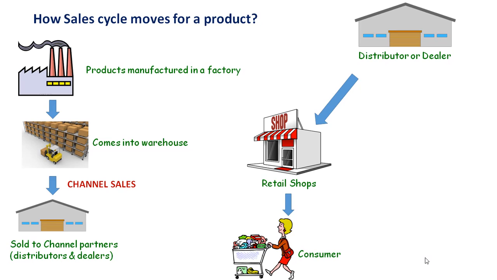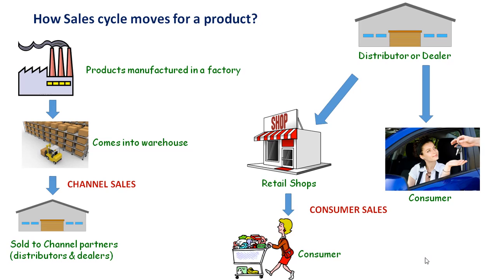In case the product is high in ticket size, like a big LED TV or a car or machinery or something like that, then the dealer directly puts up their showrooms and directly sells to the consumers. In both cases, from the retail shop to the consumer, or for high ticket items from the dealer to the consumer, sales happen. So broadly, for an organization, sales are of two types. One is channel sales, where the company is selling their products to the channel partner, and the second is when the channel partners are selling their product to the consumers.